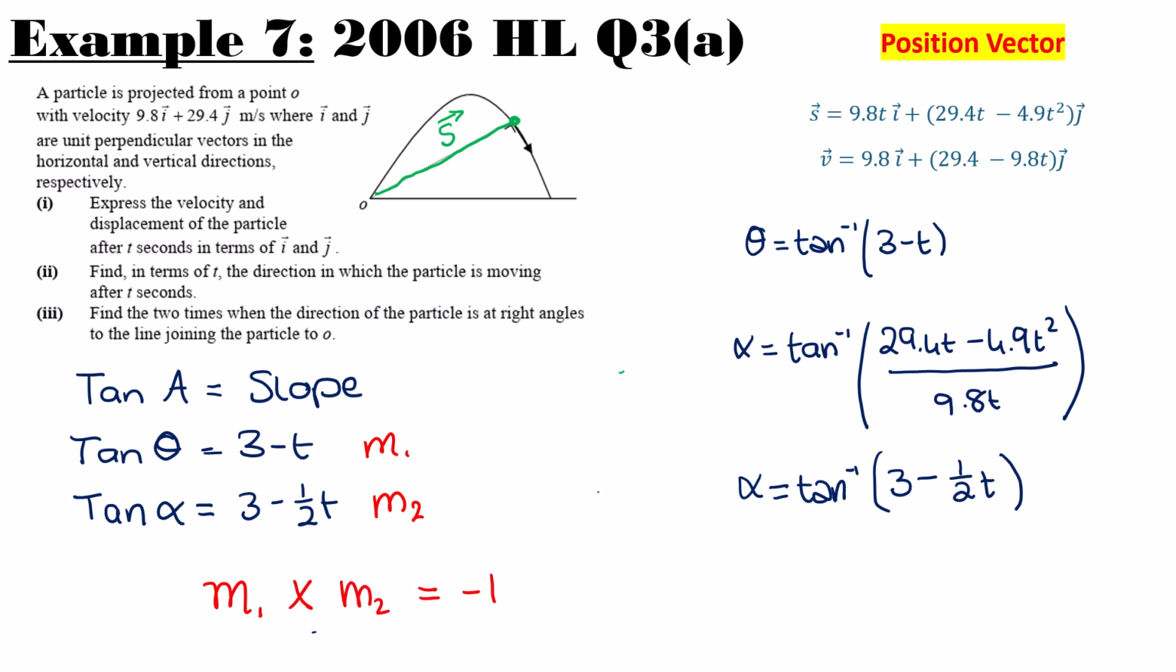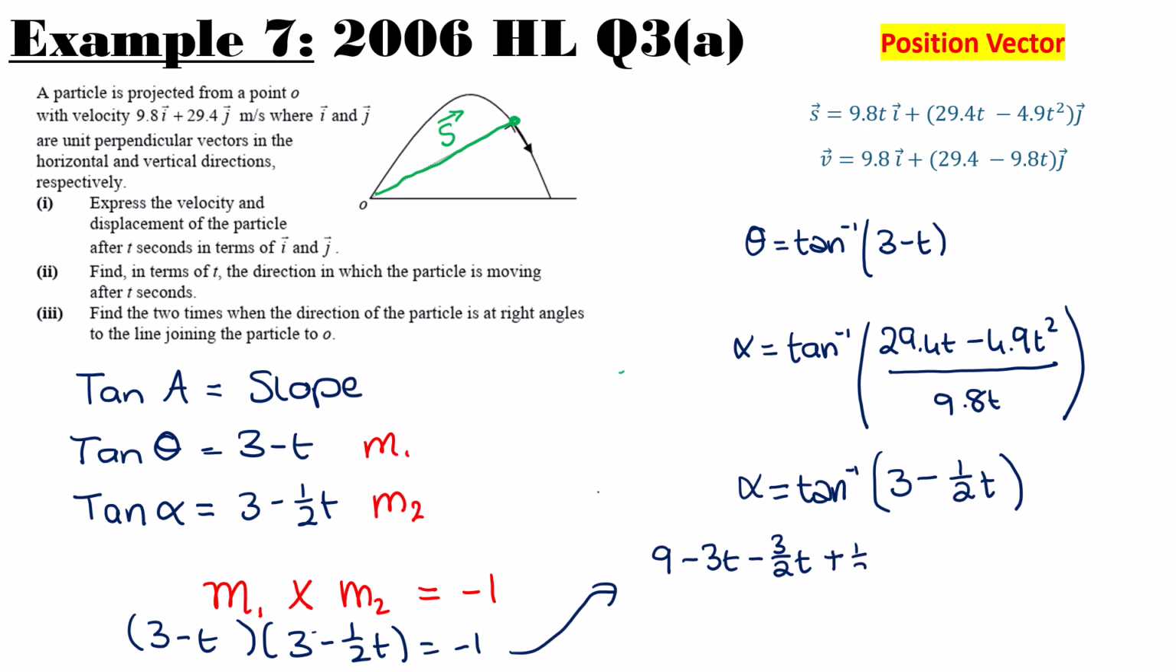So by working it that way, we simply get 3 minus t times 3 minus a half t, and that should equal minus 1. Working that out, we get 9 minus 3t minus 3 over 2t plus a half t squared equals minus 1. If you want to tidy that up, multiply across by 2. Minus 3t minus 3 over 2t is minus 9 over 2t, multiplied by 2 we get minus 9t, and then plus 20 equals 0.